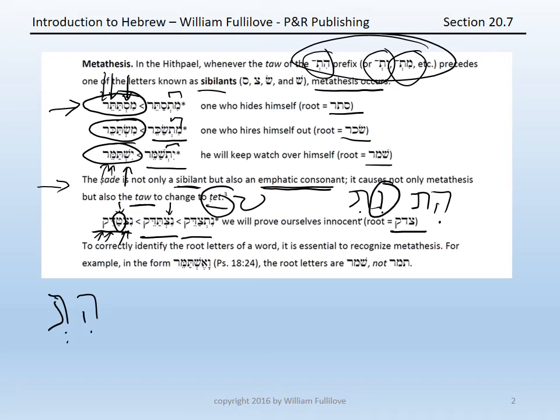Metathesis is something that will trip you up unless you are careful, because it will cause you to misidentify the root letters of a word. For example, if you take the form va'esh tamer, you might be tempted to look at the last three letters and think the root is tav, mem, resh. But in so doing, you would be mistaken. Because of metathesis, the root letters are actually shin, mem, resh.